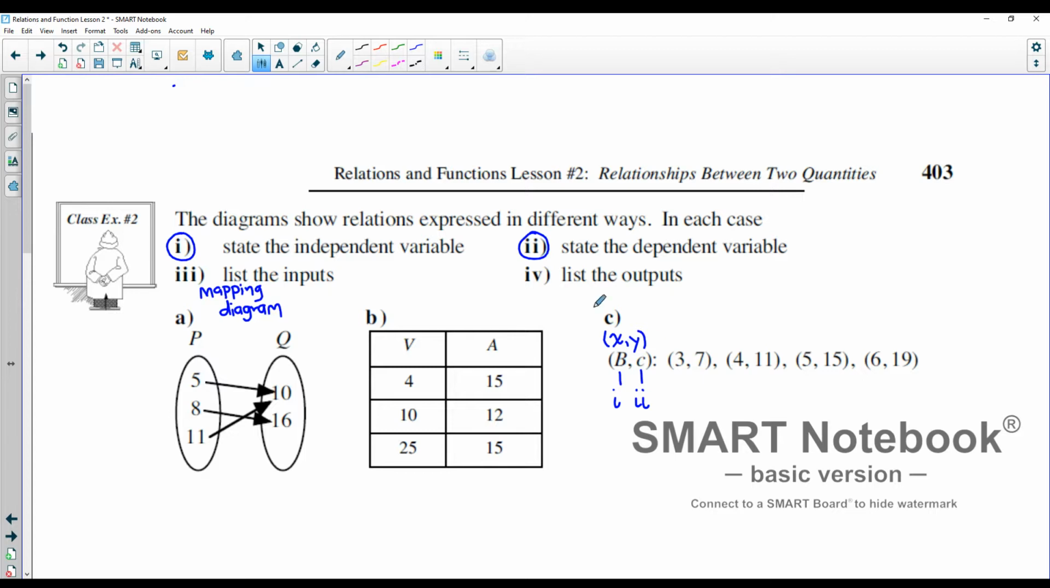Okay, so 3 says list the inputs. So the inputs would just be all the different x values we have. So this 3, this 4, this 5, this 6. Those would all represent inputs.